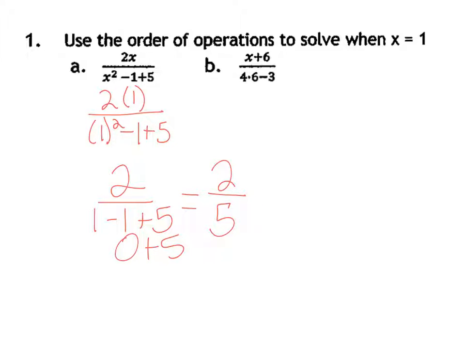B, plug in 1 again. On the numerator, 1 plus 6, over 4 times 6 minus 3. Okay. Numerator, 1 plus 6. What do I get? 7.